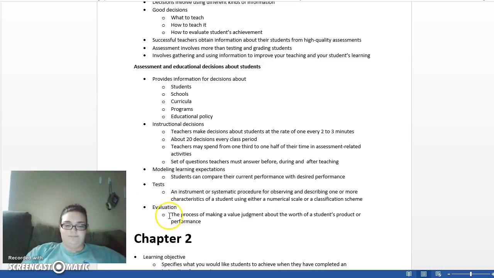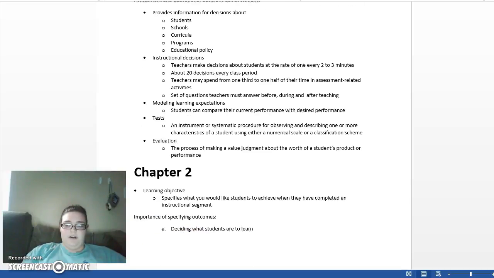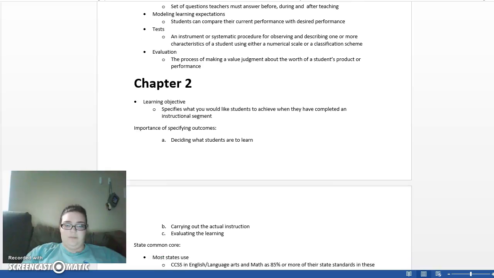And then evaluation is the process of making a valued judgment about the worth of a student's product or performance, and that's all on the teacher. You can evaluate how you think they're going to do, or you can evaluate their type of work, and if you think that it's subpar, if it goes with how you would like it to have been taught.